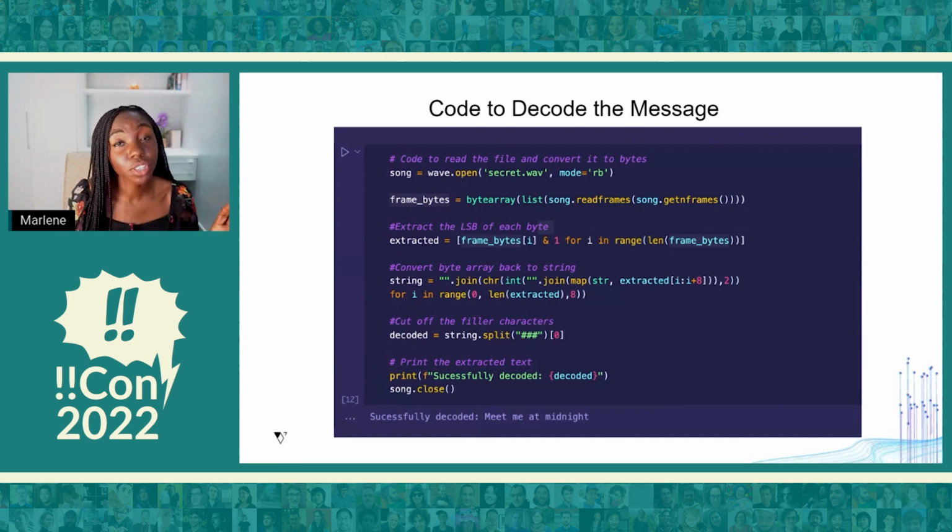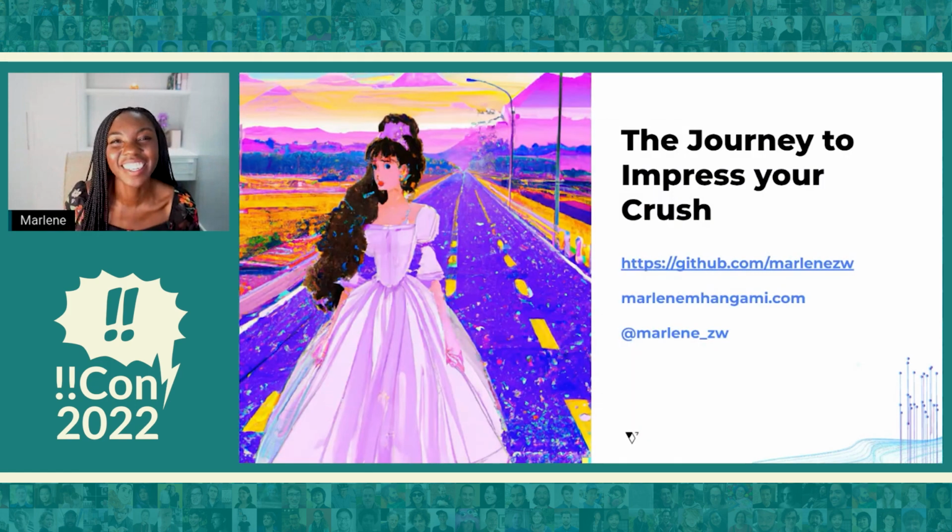It looks very similar to the code we used actually just a few slides ago to embed the secret message in our audio file. But this time, we're using a list comprehension to extract the least significant bits. And then we use a for loop to convert the bytes back to a string. We then clean up the string we get as a result by removing the dummy data, and then we're done and we can print out our message. As you can see on the screen, we've successfully decoded the message and it says, "Meet me at midnight." So now you have reached the end of your journey, and hopefully when the clock strikes 12, you will see your crush running towards you.